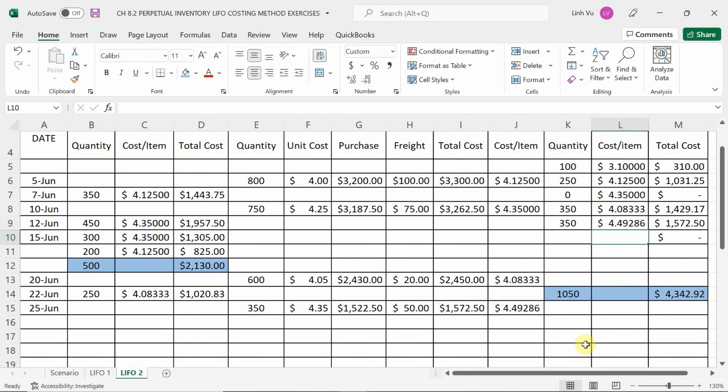Okay. So now let's take a look at my overall inventory on hand. I have 4 batches available on hand right now, right? I have my beginning balance that I carried over for 100. I still have 250 from my first purchase I made. And then I still have 350 for my third purchase I made. And then I just purchased another 350 with the last purchase I made. Okay. Giving me a total of 1050 available.